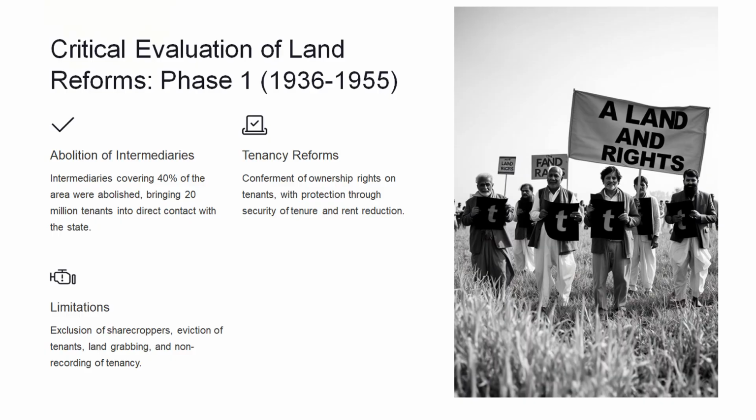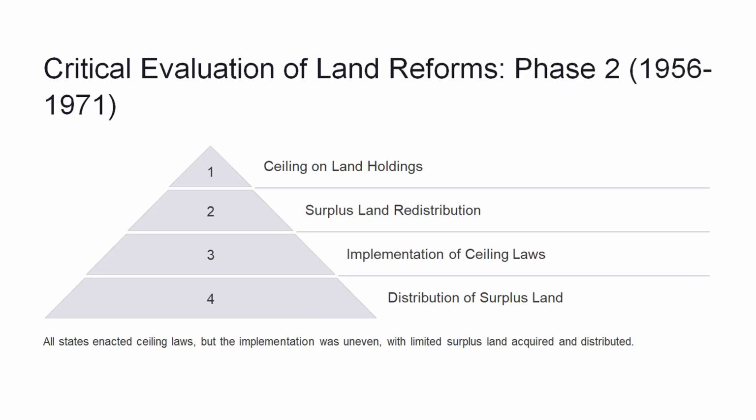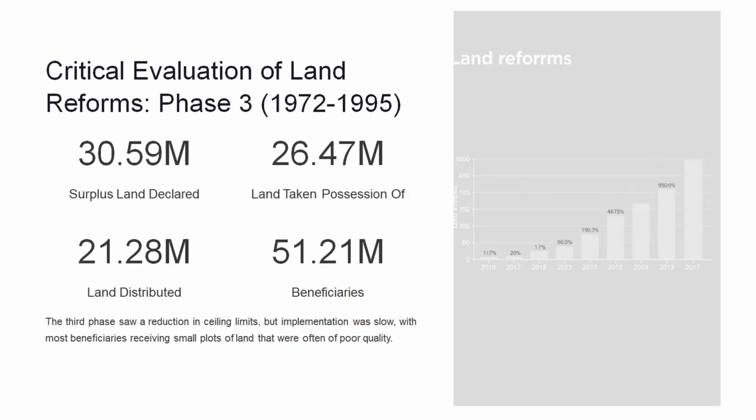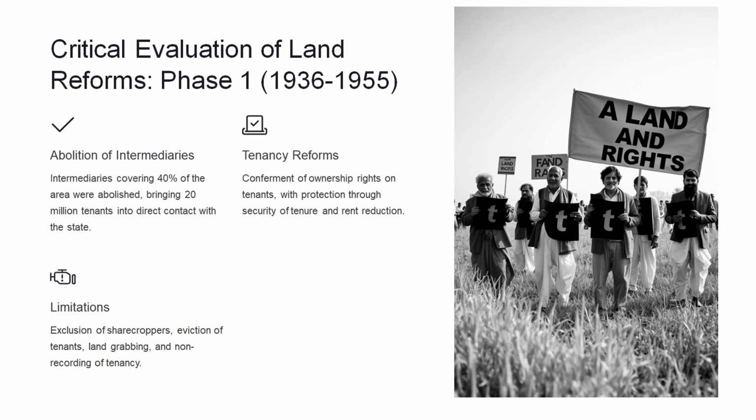So let us look at the progress of land reform measures adopted by the Government of India in its various five-year plans. We can discuss the progress of land reform measures in Indian agriculture under three different phases. That is, from 1936 to 1955, then 1956 to 1971, and 1972 to 1995. The first phase is 1936 to 1955.